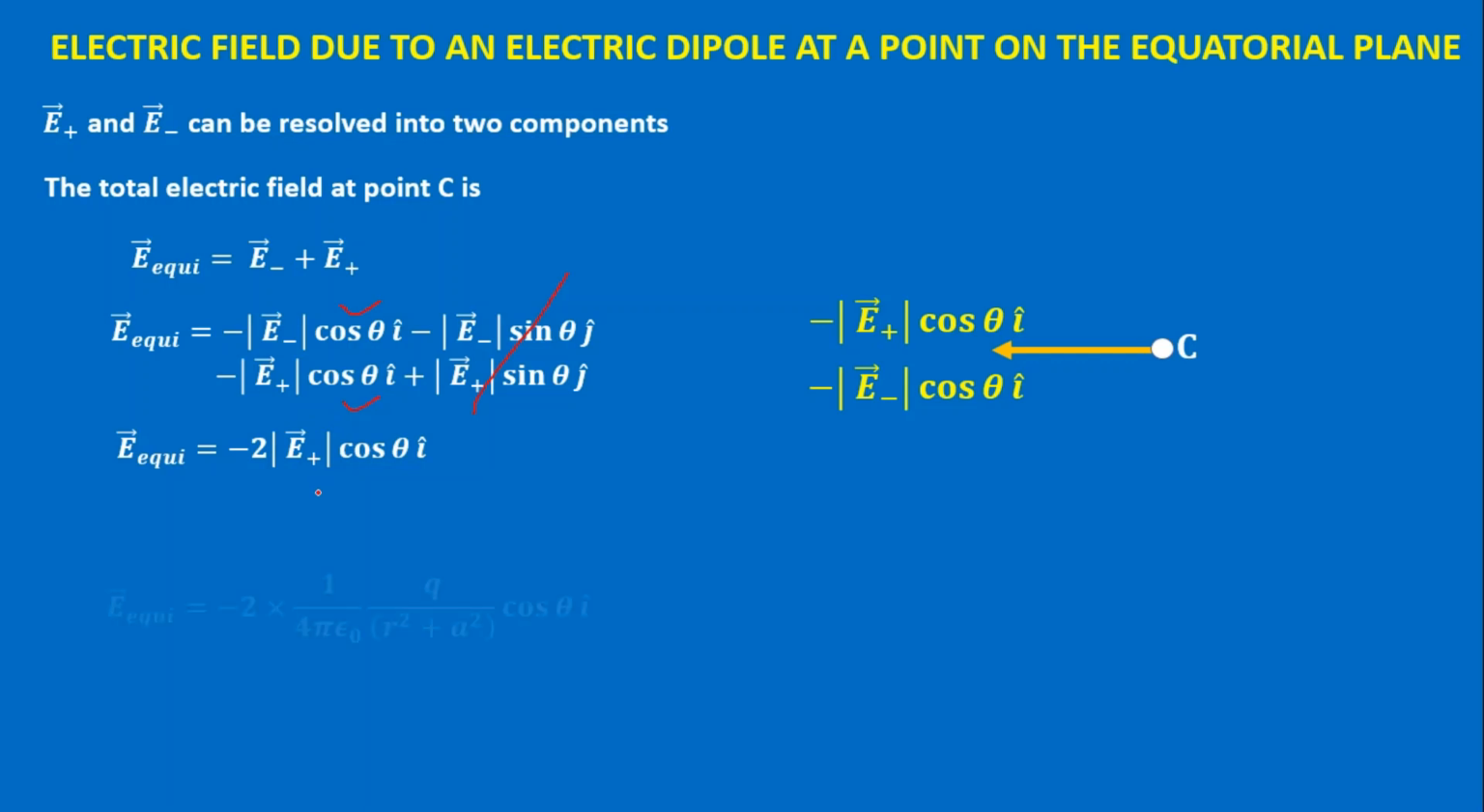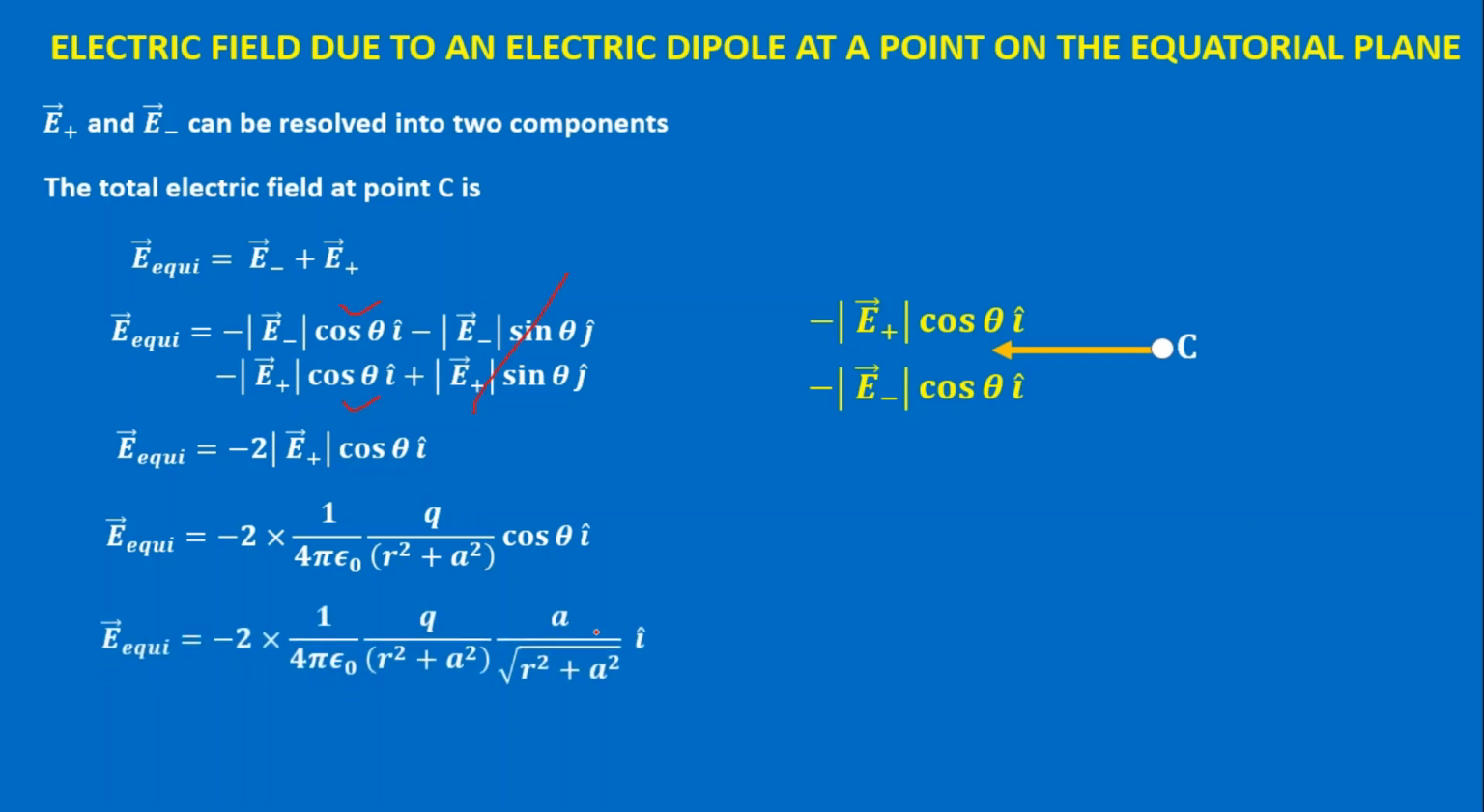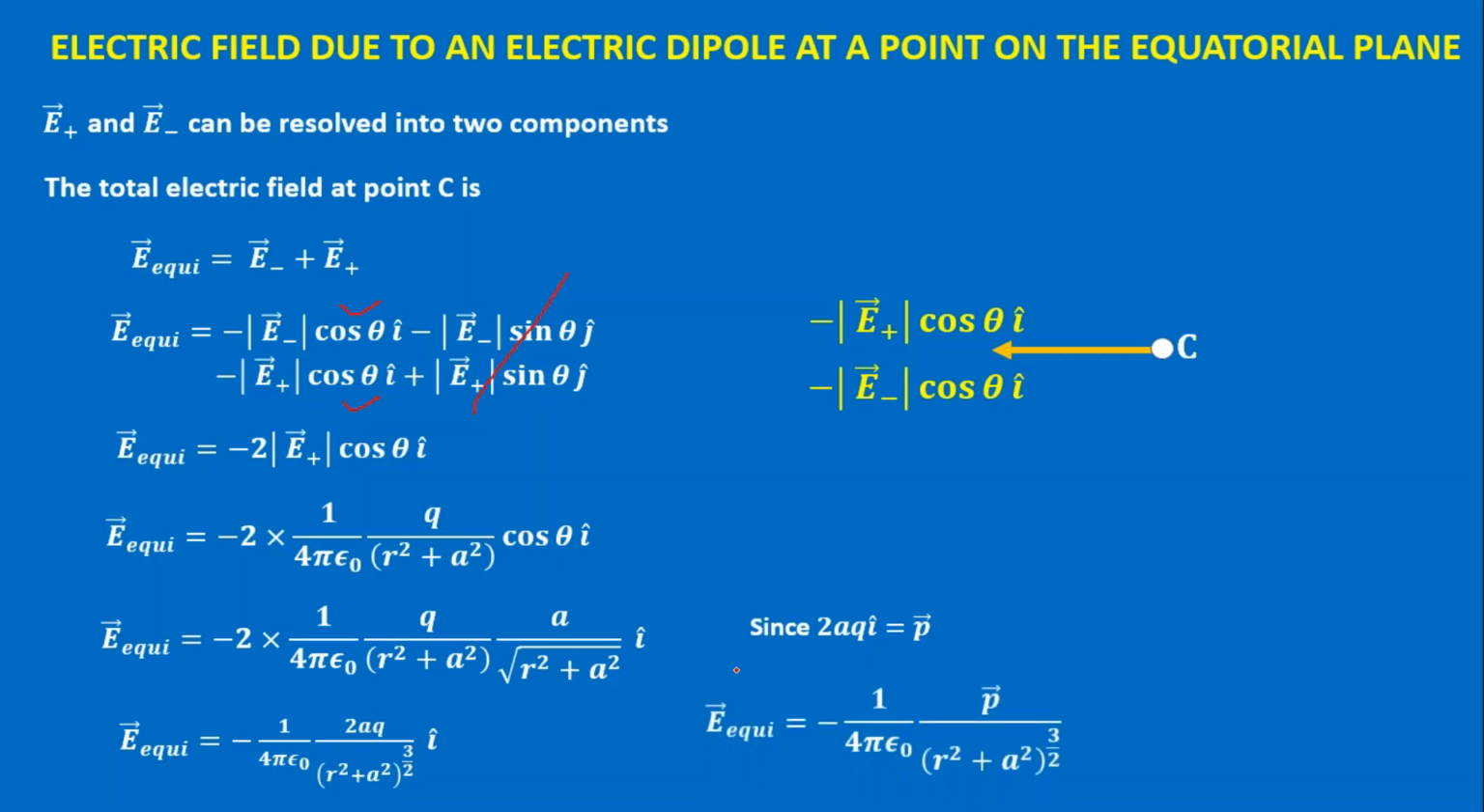We know that E plus vector is 1 by 4 pi epsilon naught q by r square plus a square, whereas cos theta is replaced by a by root of r square plus a square. On simplification, we get E equatorial vector equals minus 1 by 4 pi epsilon naught 2aq by r square plus a square to the power 3 by 2 i cap. Now we can replace 2aq i cap with p vector. So the final equation is E equatorial vector equals minus 1 by 4 pi epsilon naught p vector by r square plus a square to the power 3 by 2.